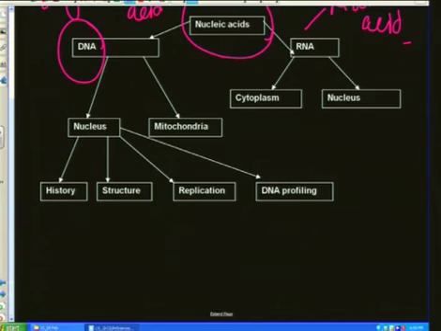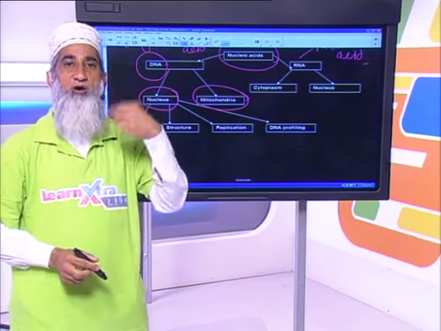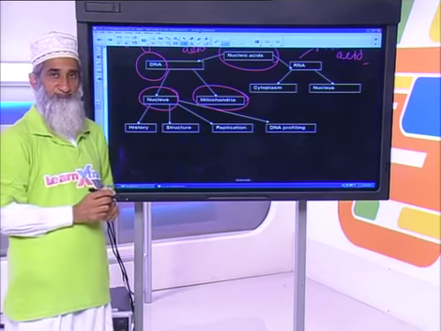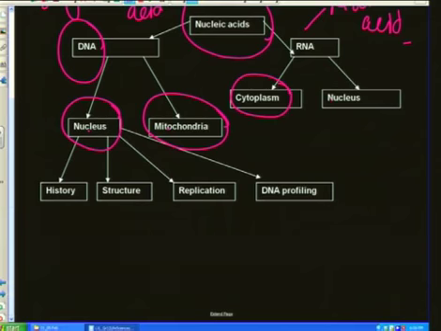DNA is found in the nucleus, and some DNA is found in the mitochondria. In grade 11 or in grade 10, you may even have learned that some DNA is also found in the chloroplast. For our studies in grade 12, we are worried about these two, the one in the nucleus and the one in the mitochondria. Whereas RNA is found in the nucleus and in the cytoplasm. Today we're not going to go into too much detail about RNA. We are more interested in the DNA that we are looking at here.